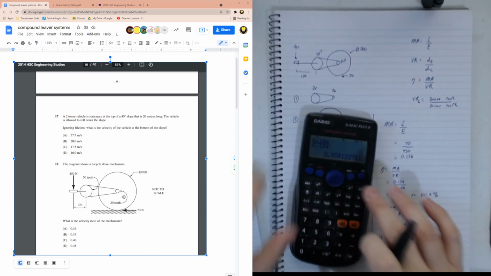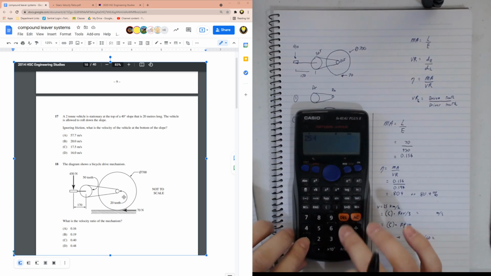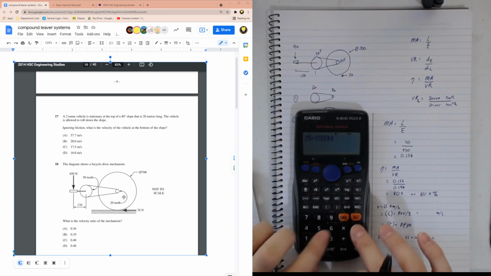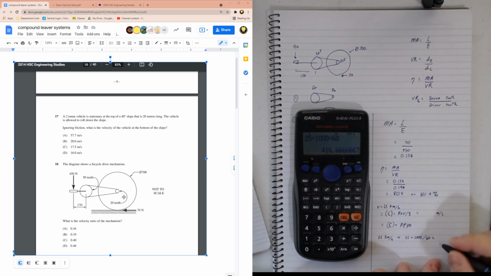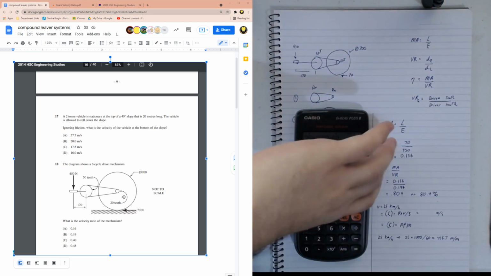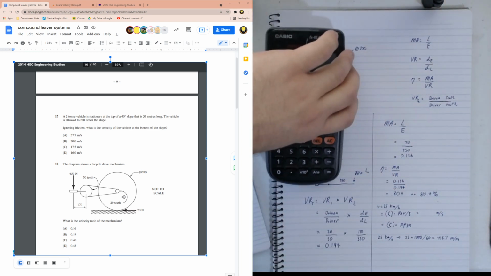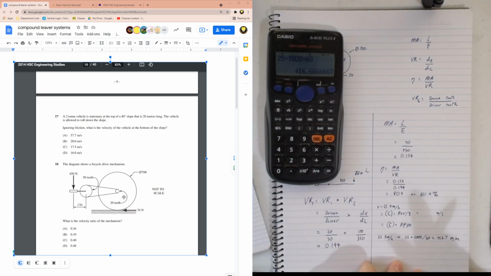So 25 times 1,000 divided by 60. This should give us 416.7 meters per minute. That is the most disgusting unit I've seen ever. So 416 meters per minute. Then we can plug this into our equation up here.